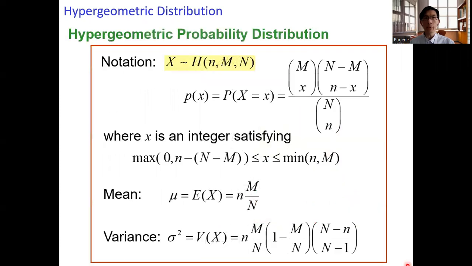And this is the summary regarding the hypergeometric probability distribution. We have the notation H with 3 parameters: the sample size, the number of successes in the population, and then the population size. We have the PMF and the corresponding possible values for X, the mean, and the variance formula.